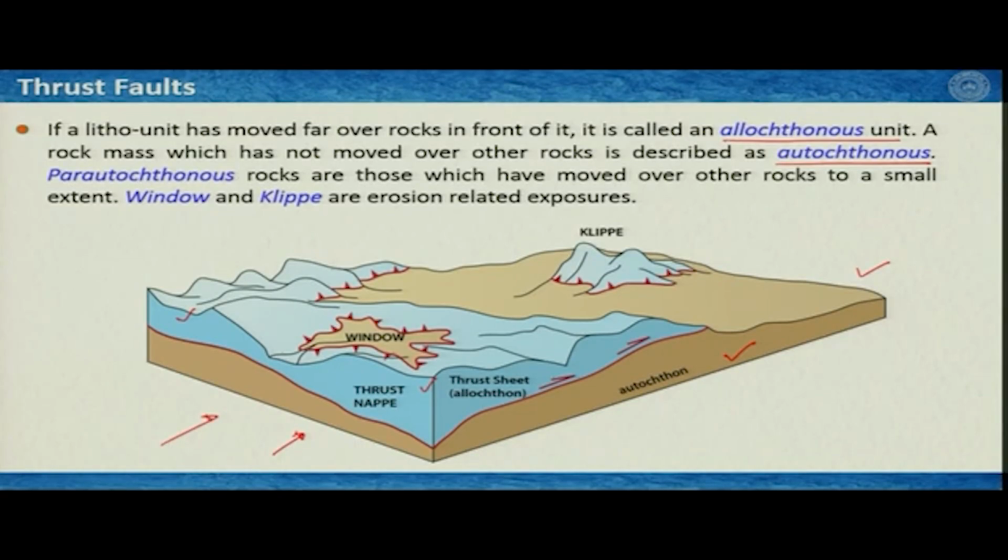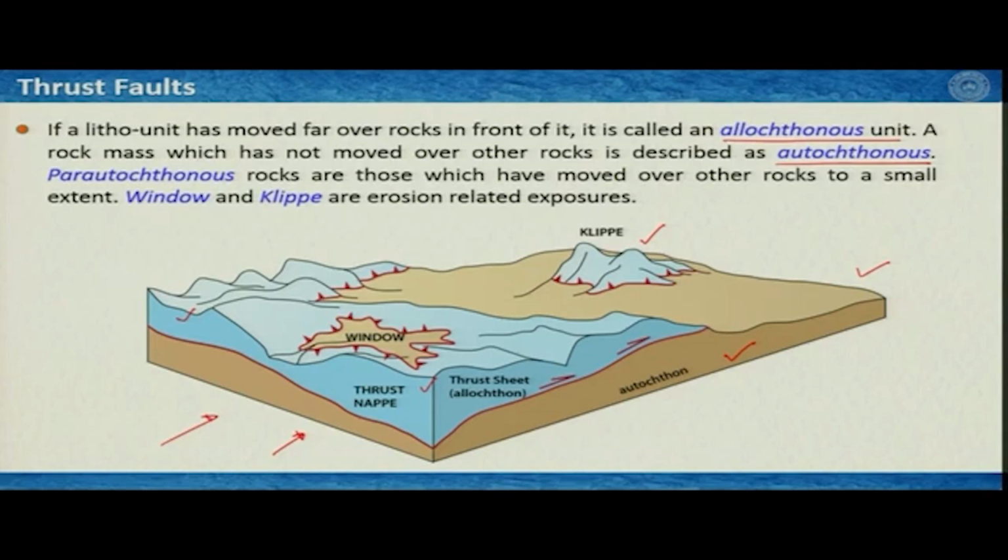Now there are also some erosional features, and there is another term that we'd like to introduce here that we did not learn before, that is para-autochthonous. Para-autochthonous rocks are those which have moved over the rocks by a small extent. So it did not move a large extent but a small extent, and large and small are generally relative terms with respect to the orogenic setting. Now we have also learned two terms, windows and klippe. These are erosion related exposures. A closed outcrop of a thrust sheet isolated from the main mass by erosion is called a klippe, which you see here.